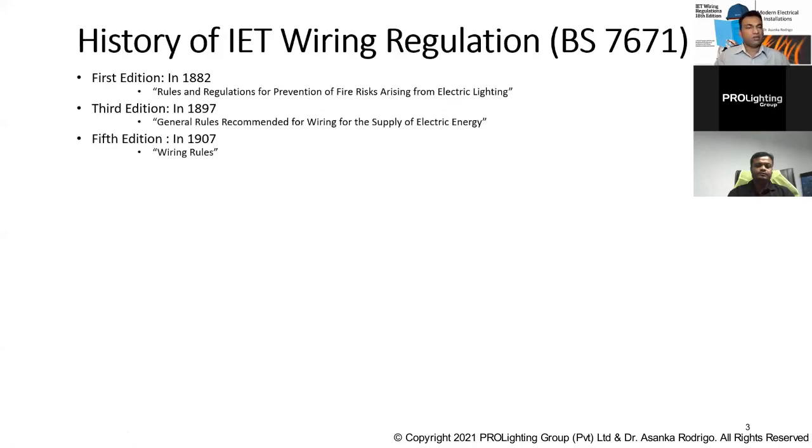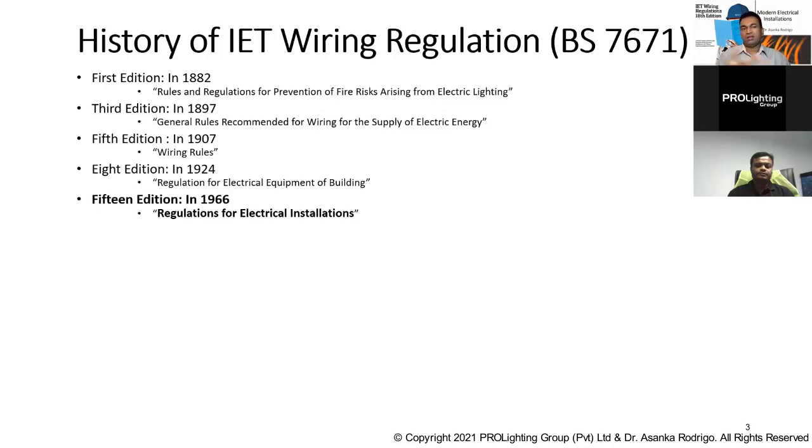Then from time to time it was changed. I'm not taking all of them in chronological order, but when you look at the fifth edition, rather than a very long title, they changed it to Wiring Rules in 1907. Later, in the 8th edition in 1924, it was changed to Regulations for Electrical Equipment of Buildings. I can see it is now moving towards buildings and building related wiring.